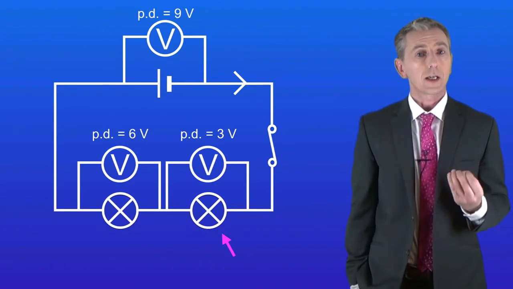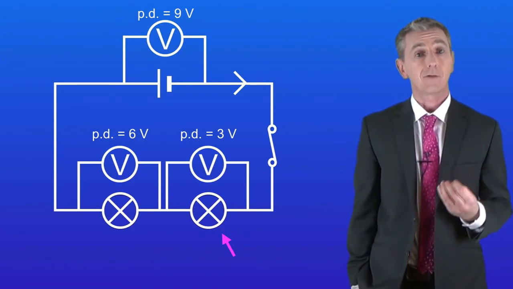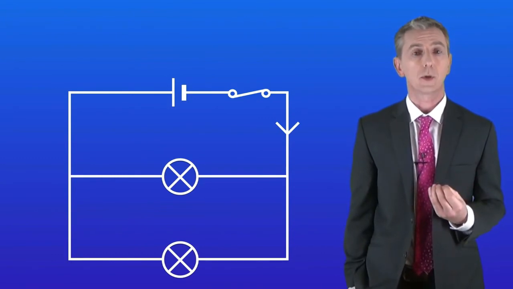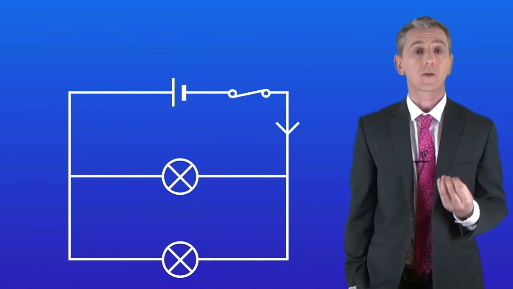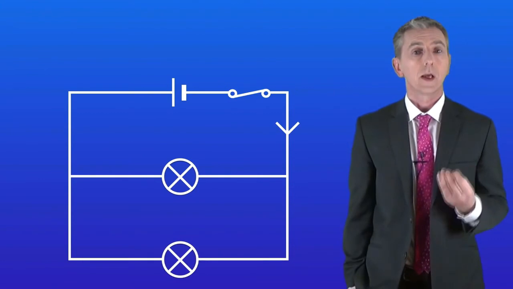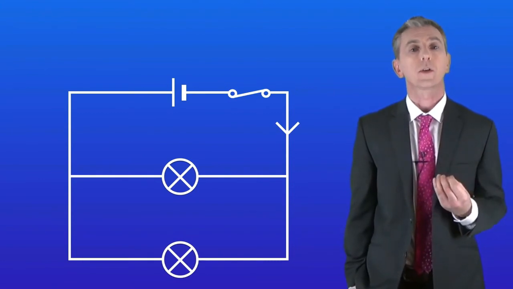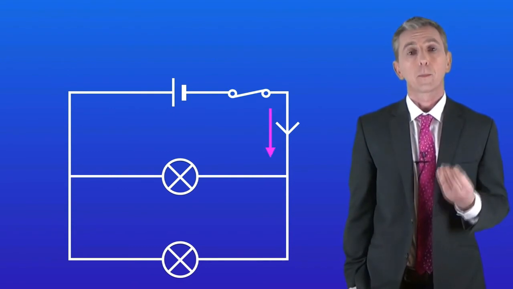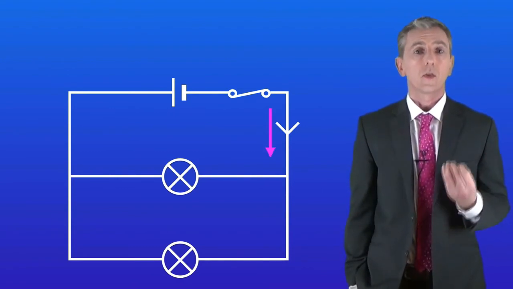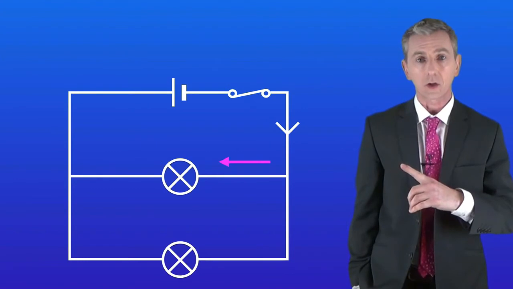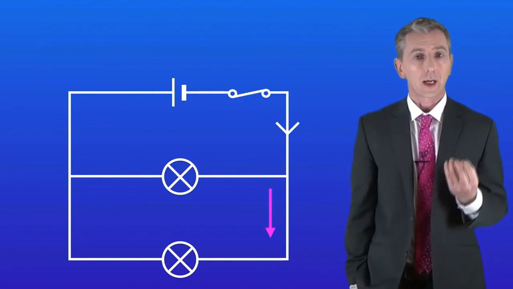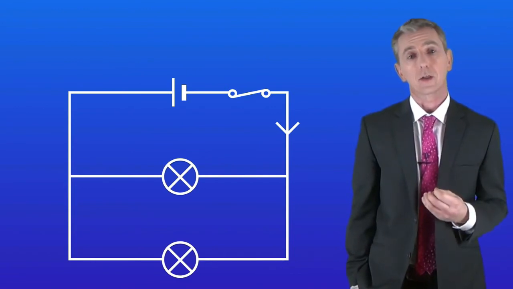So in this video, we're going to take a look at potential difference in parallel circuits. Here's a parallel circuit containing two identical bulbs, and you'll see that parallel circuits have branches, so the current does not have to go in one direction. So the current leaves the cell like this, but when it reaches the branch point, the current can go in this direction or in this direction. So let's take a look at potential difference in parallel circuits.